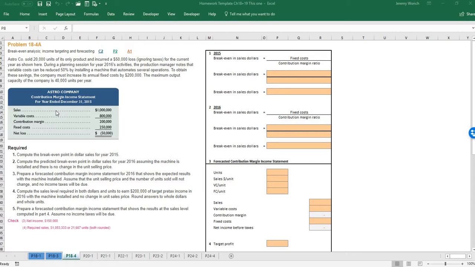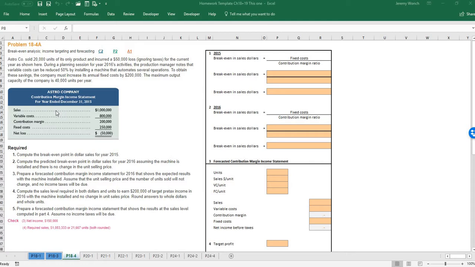For the next year, 2016, the production manager decides that if we buy a certain machine, we can reduce our variable cost by 50%. However, it's going to increase our fixed cost by 20%. As a side note, the max capacity of this new machine will be 40,000 units per year. So we have to figure out, is this a good deal or not? Do we spend this extra money to get this machine, or do we not?